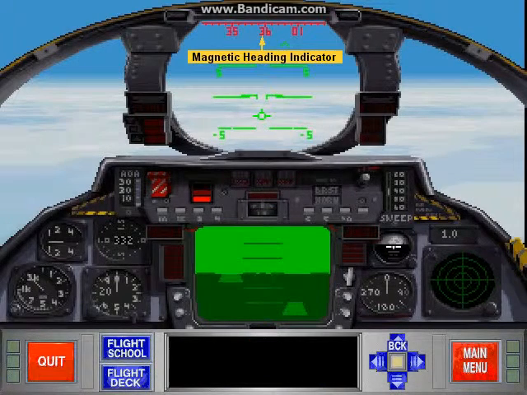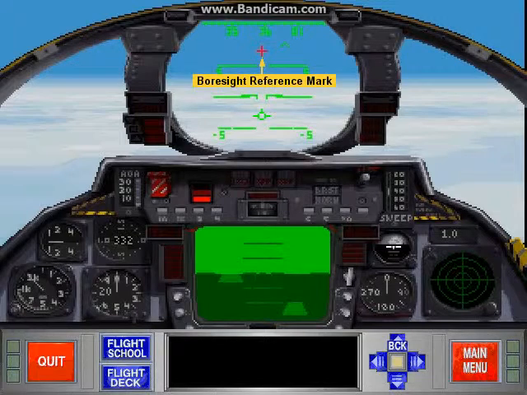The magnetic heading indicator is a digital compass. The position of the bore sight reference mark on the magnetic heading indicator shows your compass heading in degrees.